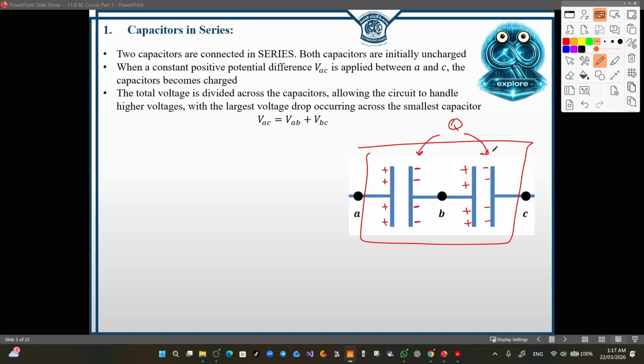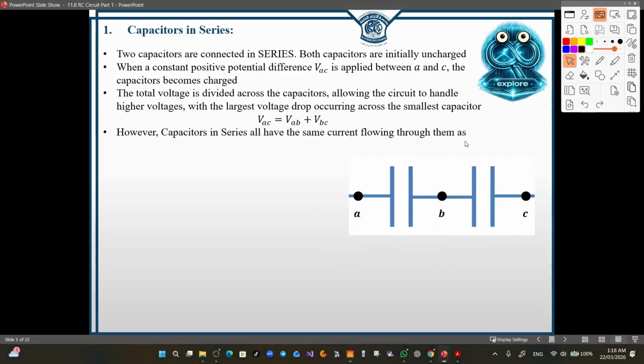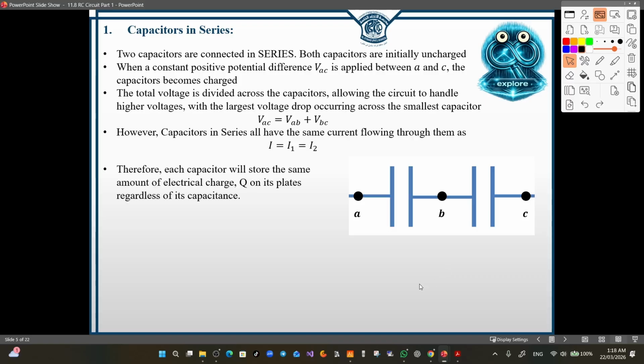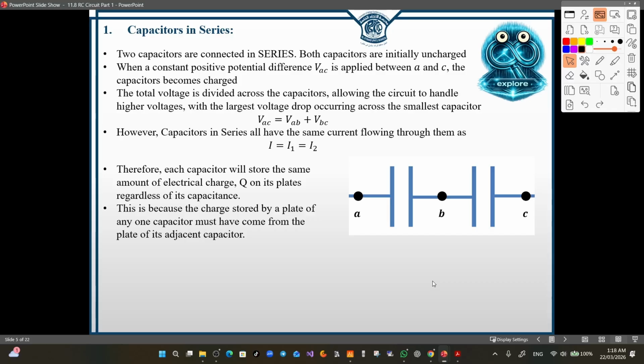first capacitor and the second capacitor, and this happens whenever we have connected the capacitors in series. Capacitors in series all have the same current flowing through them, so I equals I1, I2. Therefore, each capacitor will store the same amount of electrical charge on its plates regardless of its capacitance. This is because the charge stored by a plate of any one capacitor must have come from the plate of the adjacent capacitor. Therefore, capacitors connected in series must have the same charge. So Q equals Q1 equals Q2.